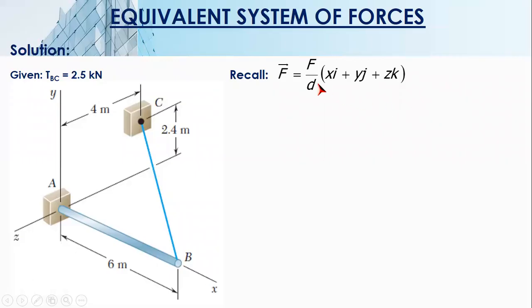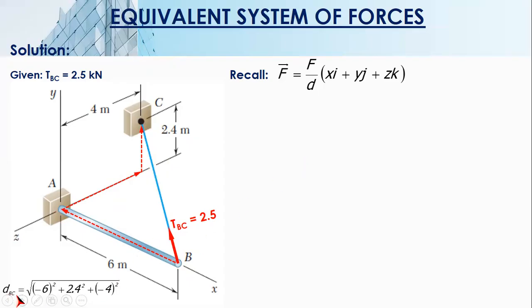Recall first the force in vector form. The tension BC is 2.5. To get the X, Y, Z components, move from B to C. First movement is negative 6i. Then move down, that's negative 4k. And then you go up, that's positive 2.4j.